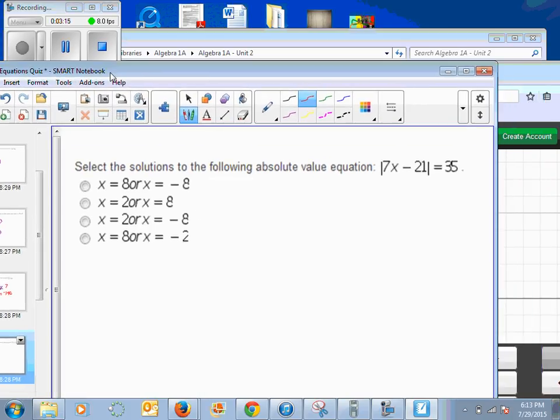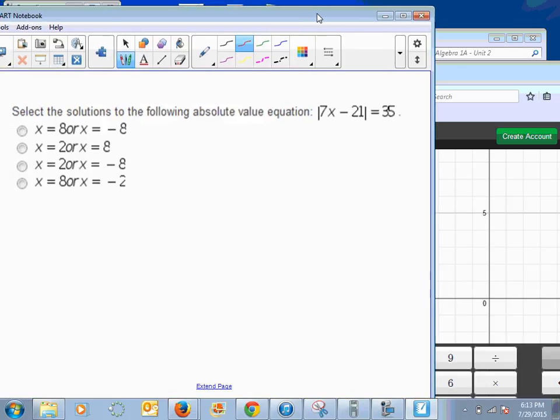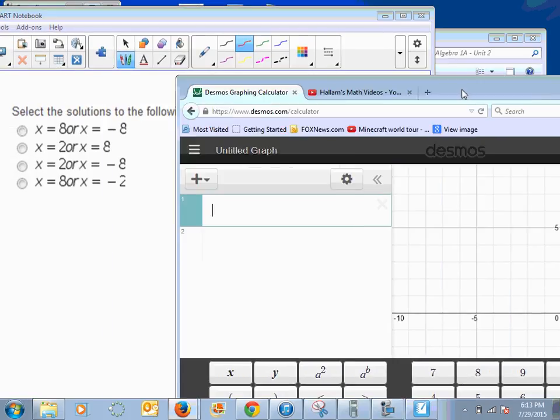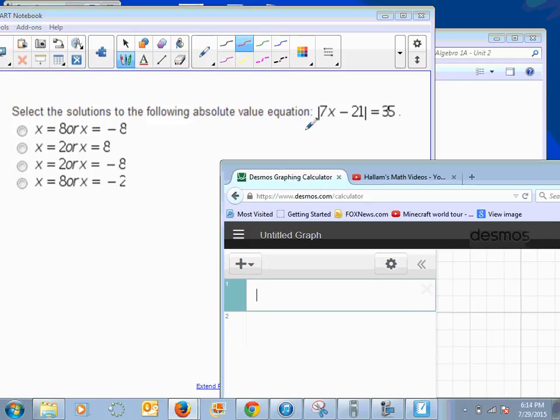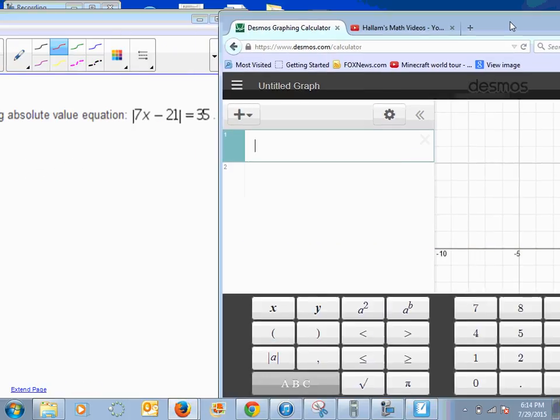Select the solutions to the following absolute value equation. So what you see is a lot of times with these absolute value, you're going to have two answers. I'm going to show you another way to look at this too. Let's come over here to Desmos. All right. So we've got the absolute value of 7x minus 21 is equal to 35. Oh, yeah, I'm sorry, that doesn't work. Let me explain something here.